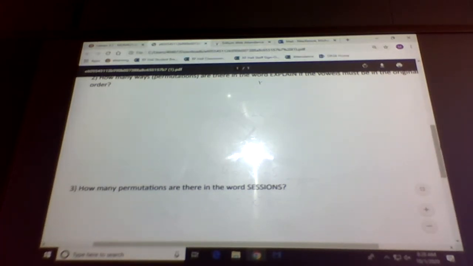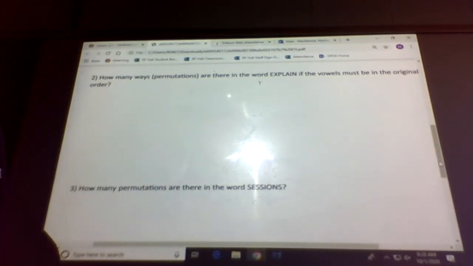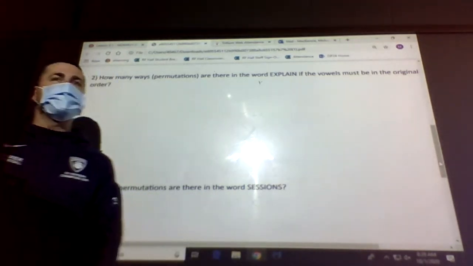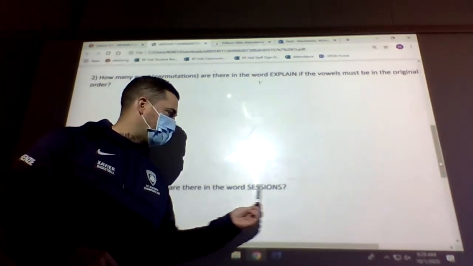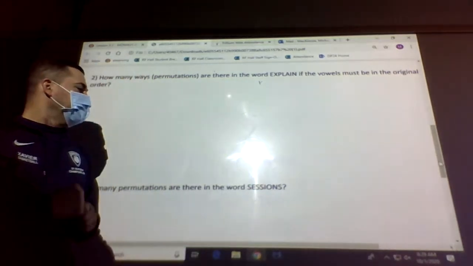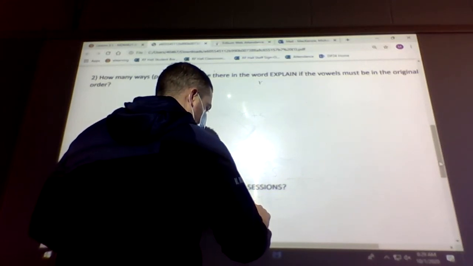I'm actually gonna do number 3 first, because number 3 is a little bit easier. We'll do number 3 first and go back to number 2. So number 3 says, how many permutations are there in the word sessions? Permutations, how many ways can we rearrange them? Okay, so if I have all these letters and I can rearrange them in any order, that will give us the number of permutations.